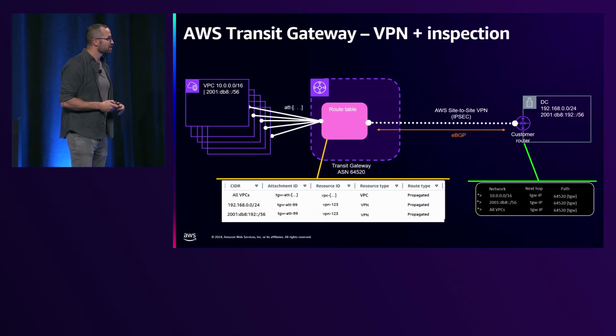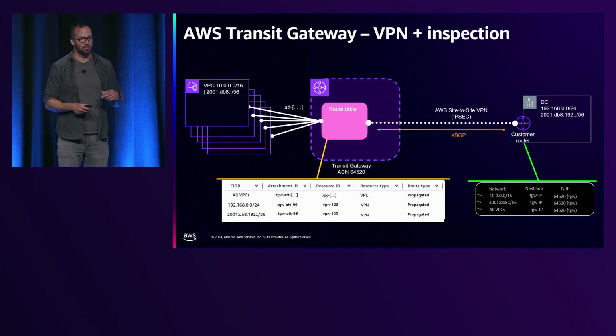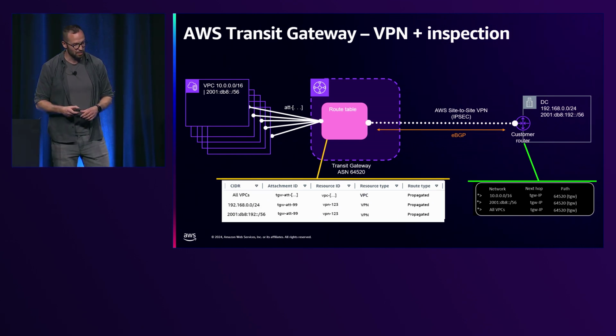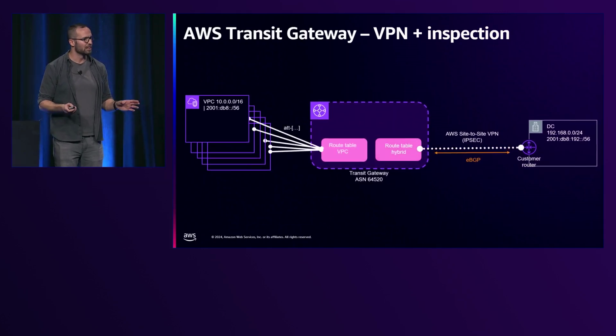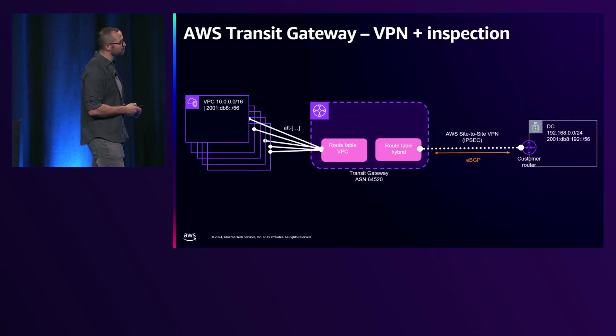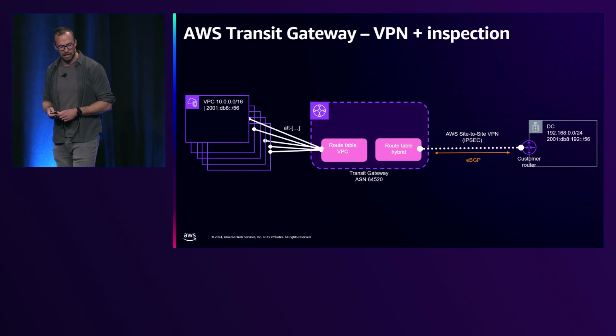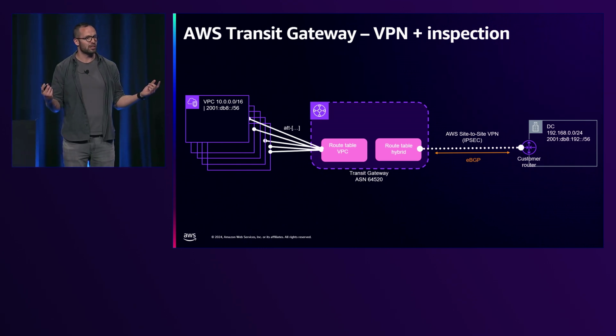Okay, let's add some complexity. So let's add inspection to the mix. In this scenario, we want to add inspection between VPCs and on-premise. And to make it work, we will create multiple route tables. We will have a route table for the VPCs, and we will have a route table for hybrid connectivity, each one governing what happens to traffic coming in from respective attachments.